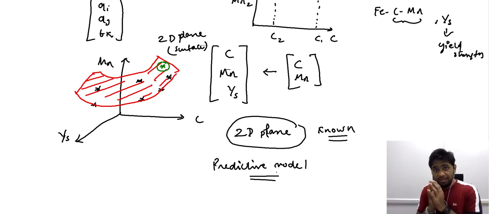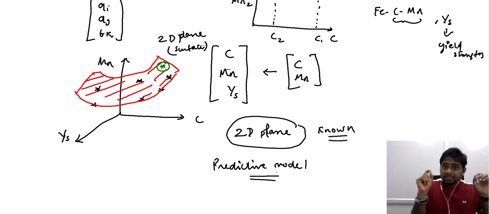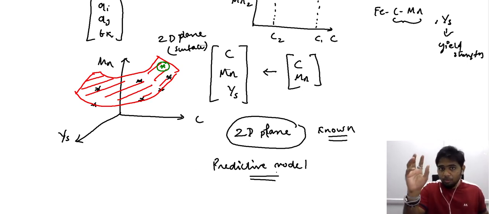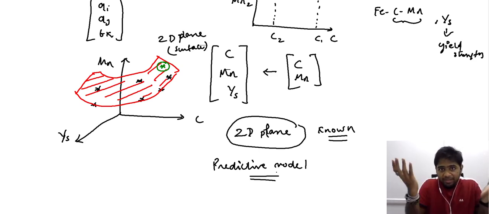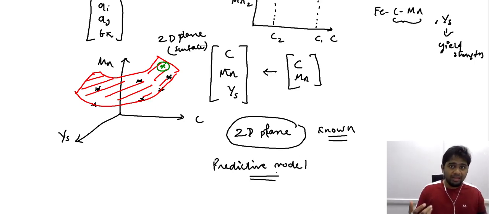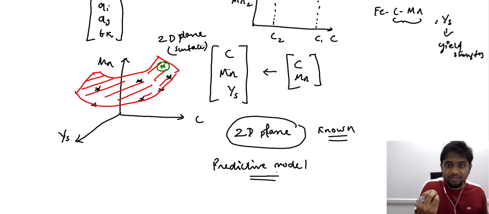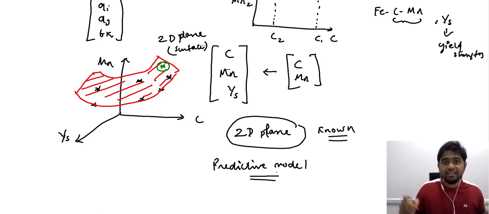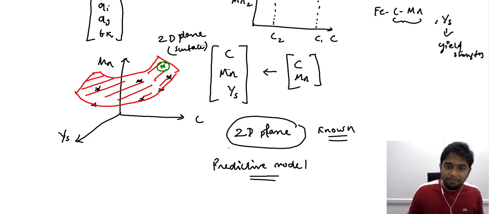So once we are able to handle the concentration in a way that each concentration is a point in a given space, then it is possible for us to fit a plane through that particular space, so that that plane includes all the known points. And once I'm able to do that, then it is possible for me to describe that plane, and using that plane, I'll be able to predict what would be the yield strength if the concentrations are known, and this forms the basis for the predictive model.